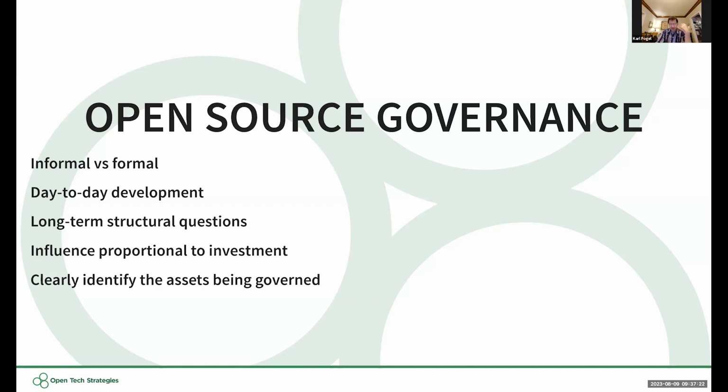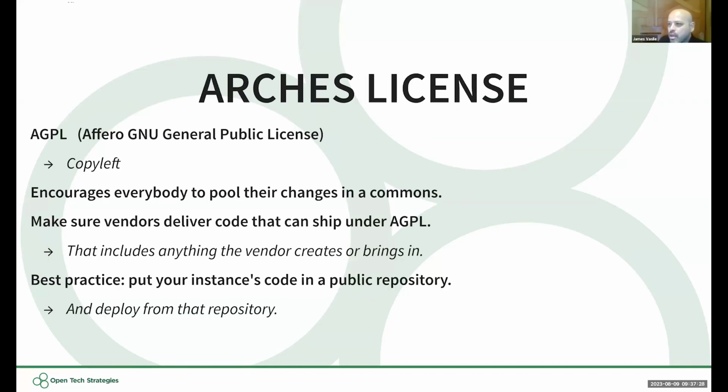Licensing can affect governance and also just sort of community behavior. And James is going to talk a little bit about that. Yeah, so the Arches license in particular uses the Affero GNU General Public License, usually just called the AGPL, because Affero GNU General Public License is quite a mouthful.